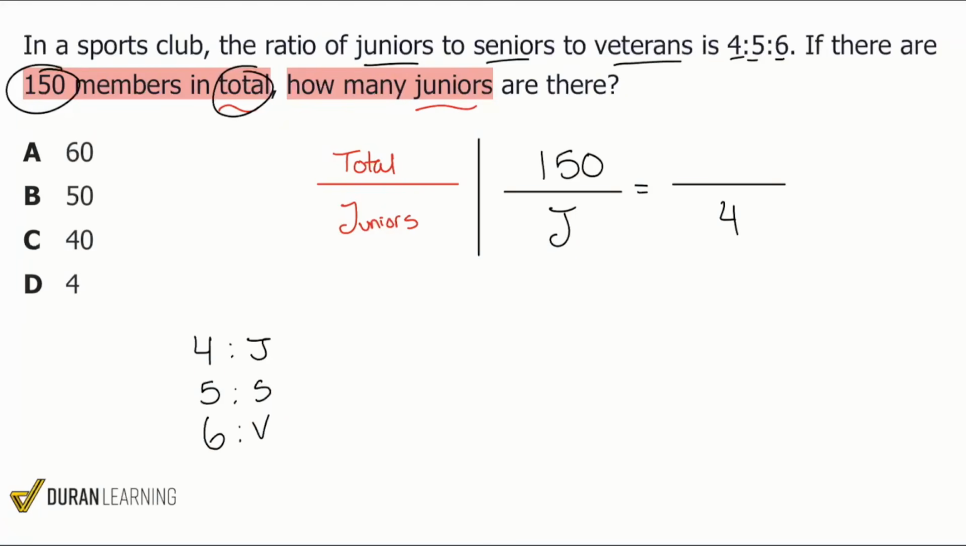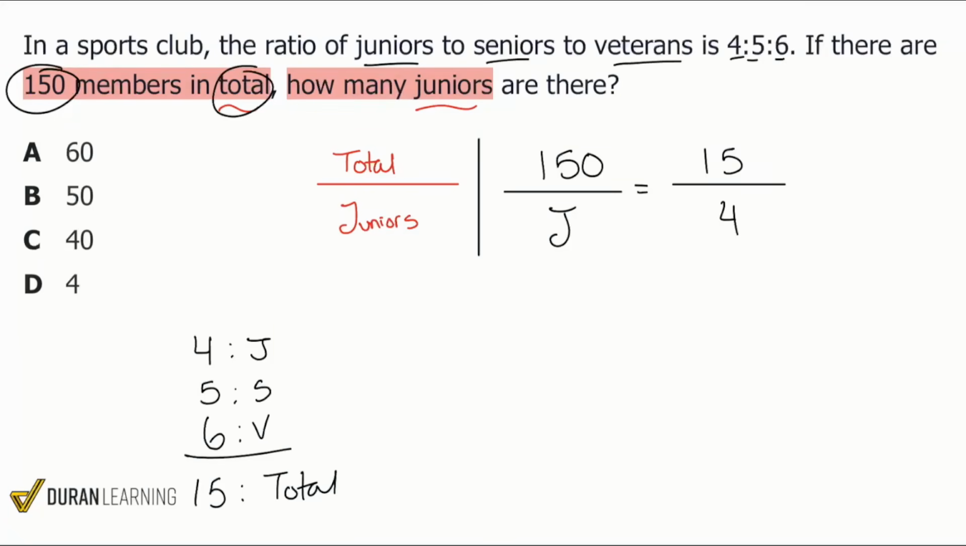However, we're not going to use the 5 or the 6 for the top part. We need total. We don't have total yet, but we can get total by adding up the parts. That's the biggest key. If we do that, we get 4 plus 5 is 9, 9 plus 6 is going to be 15. So we have 15 for the total. And now we're good to go.